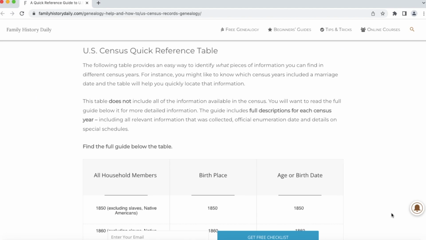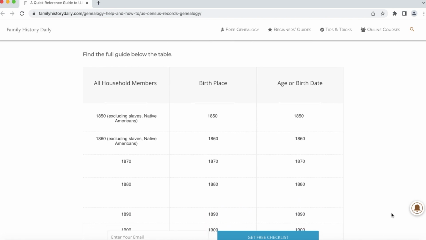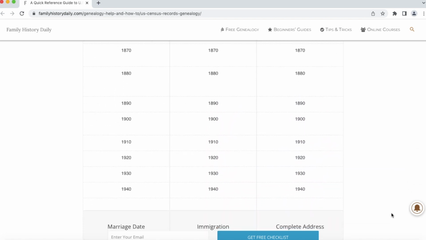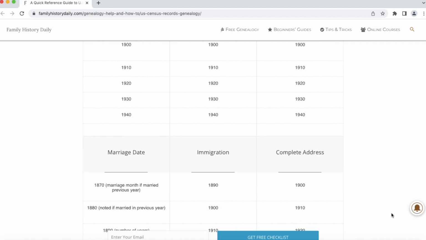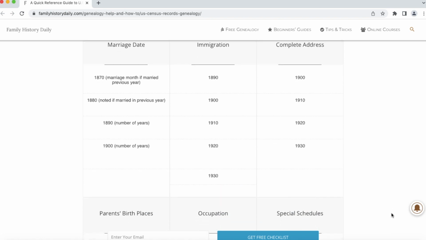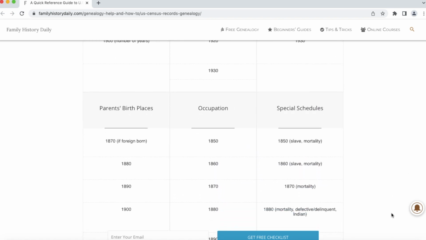Family History Daily provides similar, though not quite as comprehensive information on the census questions. But it also provides a chart organized by questions asked, with a list of each census year that addresses the question. So you'll quickly know that questions about marriage were asked from 1870 to 1900, but not before or after.